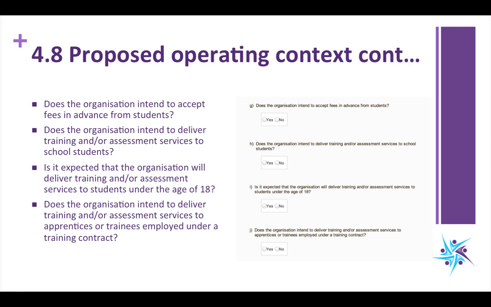What this means is you need to have a policy and procedure in place for working with children checks, so that you will conduct a working with children check of your trainers. And we already have a policy and procedure in place in our policies and procedures manuals that will cover off working with children checks. So you can say yes to this if you would like to deliver training to students under the age of 18.